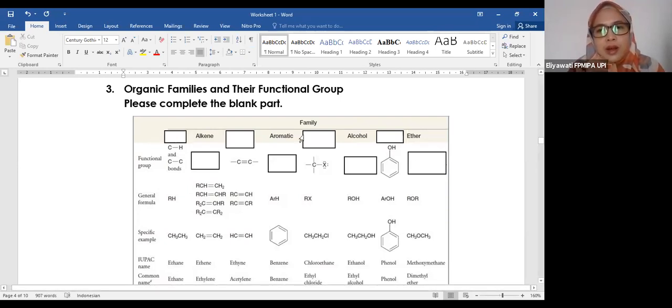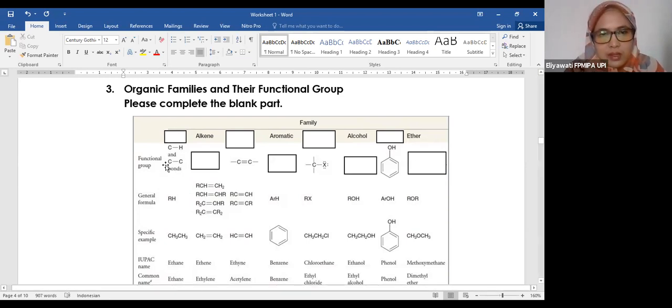For the first row, it indicates the name of the organic families, while the second row is the structures or the functional group of the organic families. Okay, let's discuss one by one.